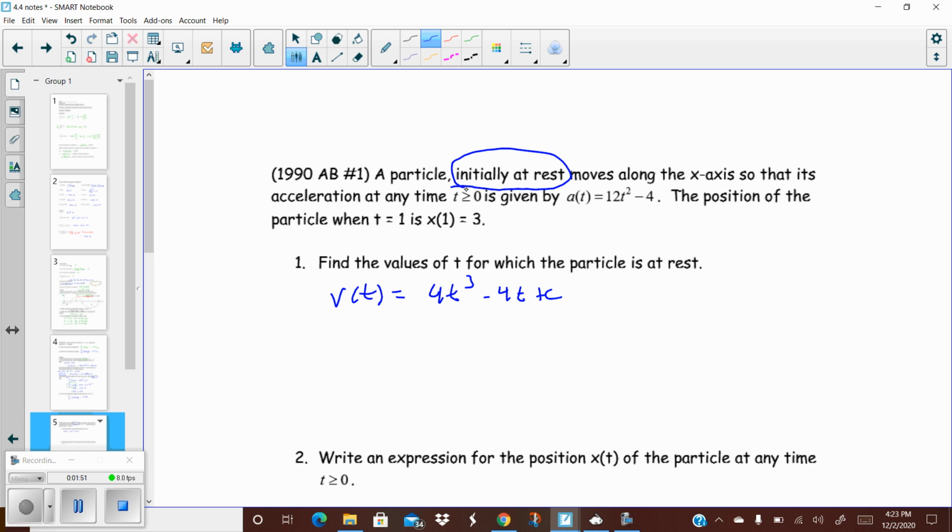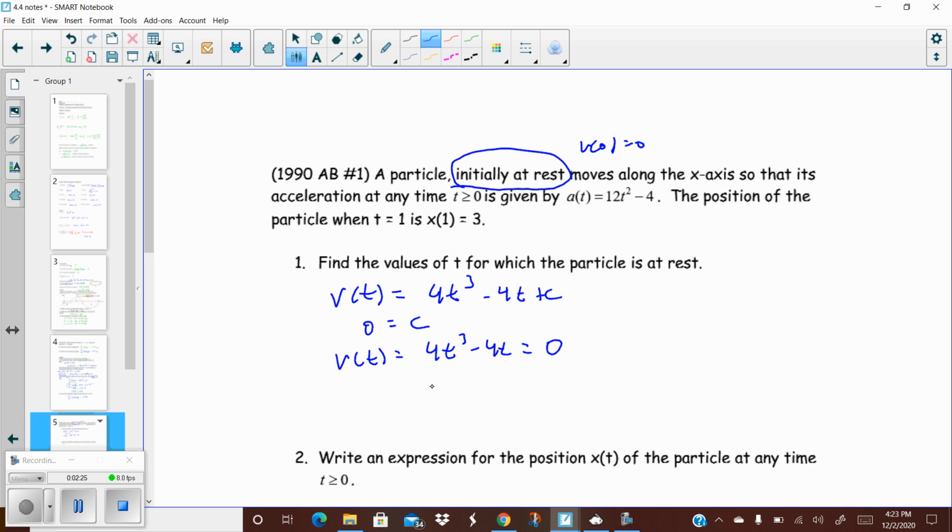But they gave us enough information to find c because it says initially at rest. Initially means time 0, at rest means the velocity is 0. So really what that's giving us is v of 0 equals 0. So that means 0 is going to equal c if I plug in 0 for all my t's. So the velocity function is just going to be 4t cubed minus 4t. And the problem is asking all the values of t for which the particle is at rest, so we want to know when that equals 0.